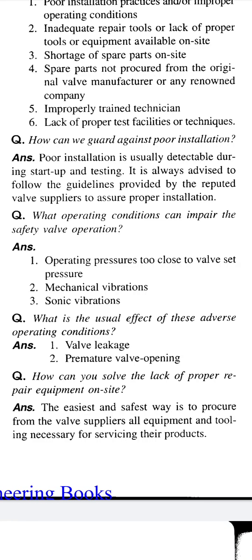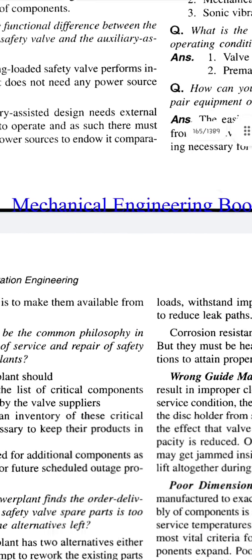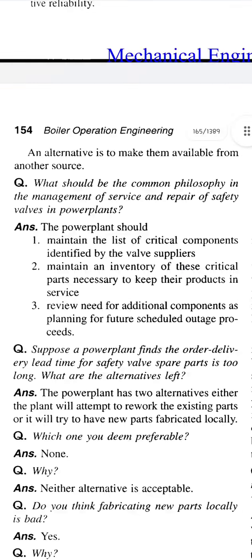Question: how can you solve the lack of proper repair equipment on site? Answer: the easiest and safest way is to procure from the valve suppliers all equipment and tooling necessary for servicing their products. An alternative is to make them available from another source.